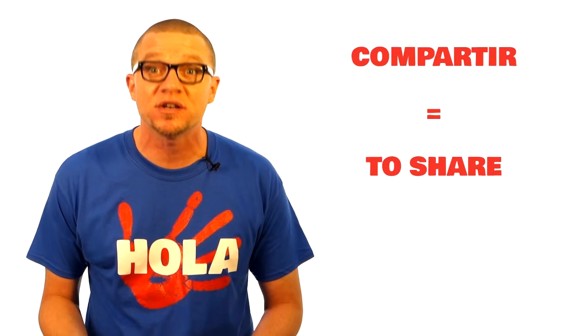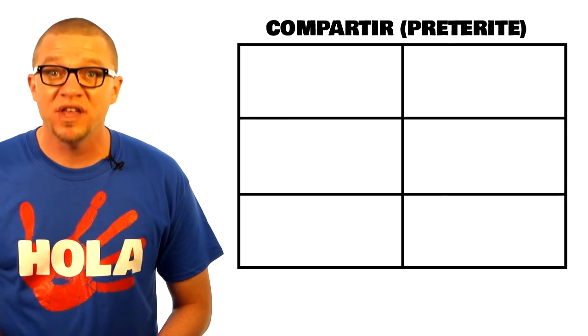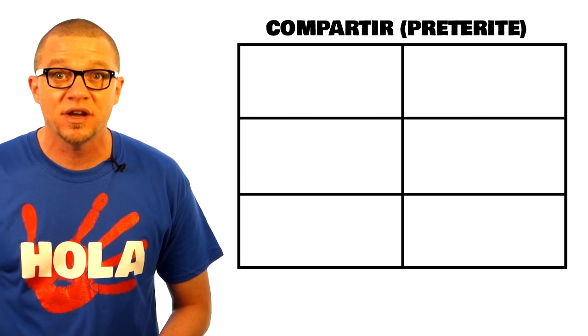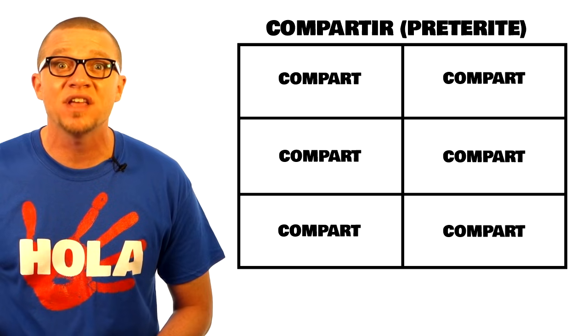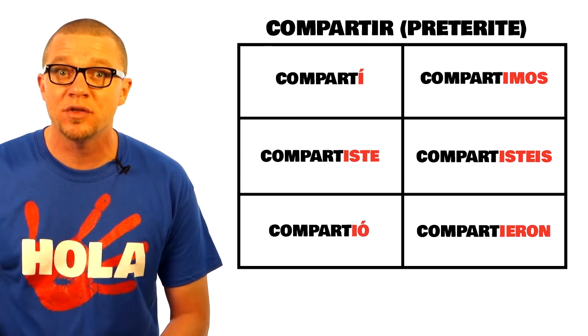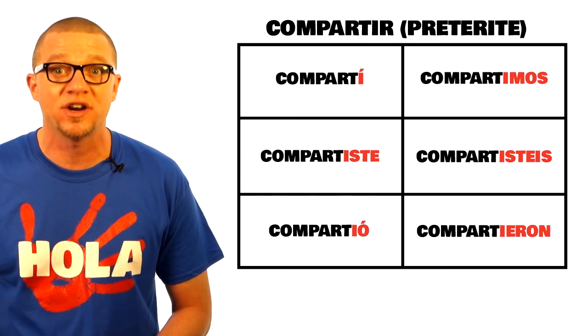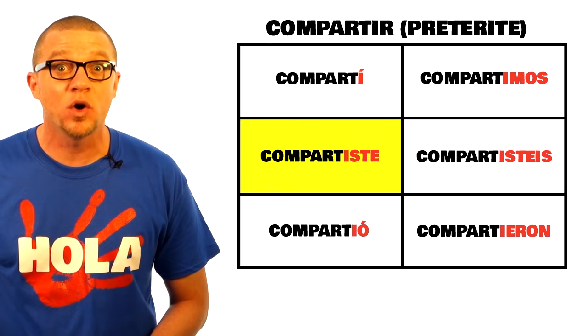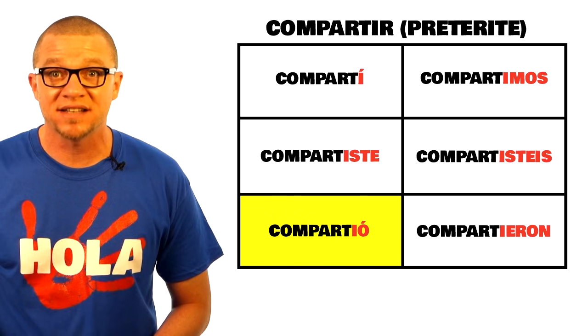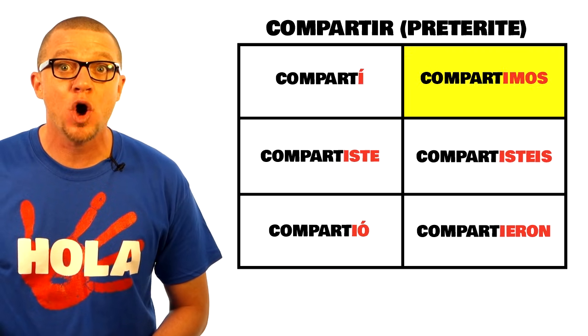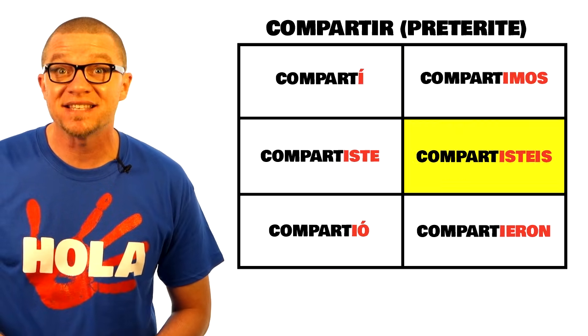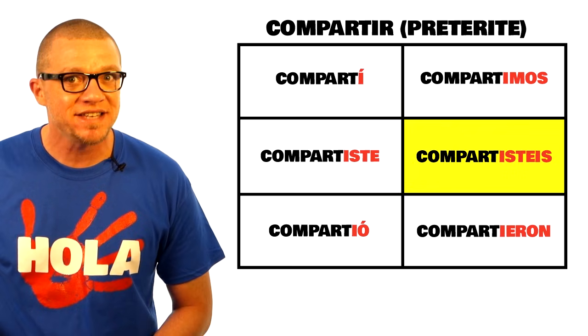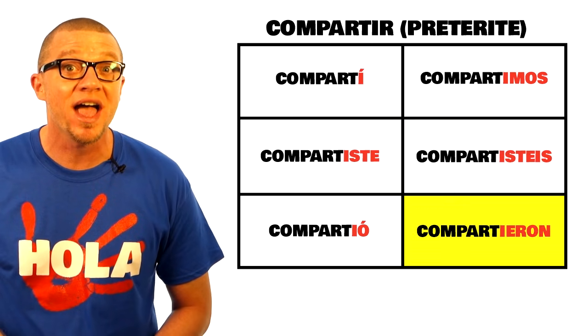Okay, for a reason that'll be apparent very soon, we're gonna start with the IR verbs. We'll use compartir. That means to share. So you put the infinitive compartir up here and in every box, then take off the IR from every box. Now here are the new regular IR preterite endings. It's I with an accent here, then ISTE or iste, IO with the accent on the O there, then IMOS or imos, ISTEIS or istes, and IERON or ieron.